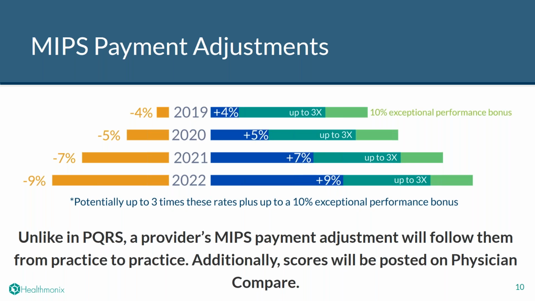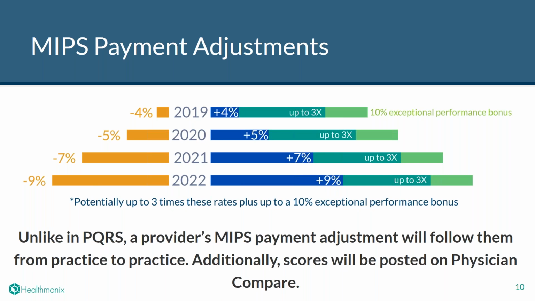By not reporting in 2017, a clinician or group of clinicians would receive a 4% penalty in their Medicare reimbursements in 2019. Alternatively, if a practice or eligible clinician reports and does well, they can receive up to a 4% positive adjustment with additional opportunities for high performance bonuses such as the 3 times multiplier and a 10% exceptional performance bonus. So that might look great, and as you see, the right side is a lot bigger than the left side of this graph.